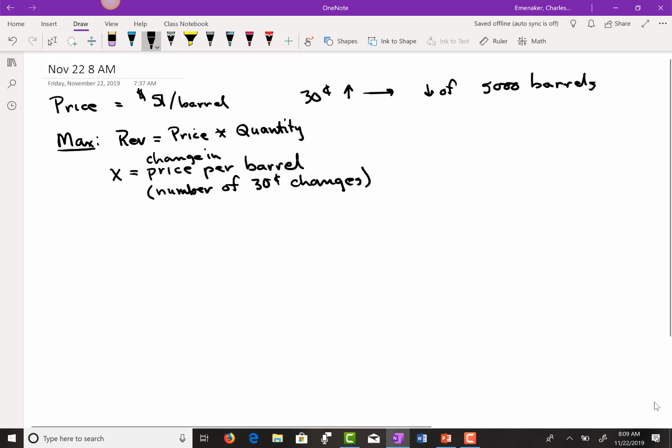Okay. So what we're going to wind up doing is not treating X as the price per barrel, but X is going to look at how far from $51 we're going to move.